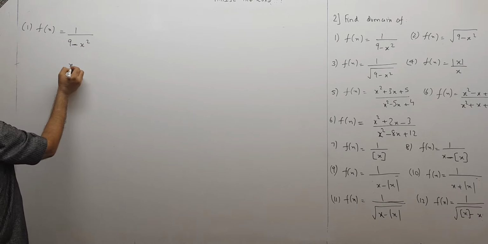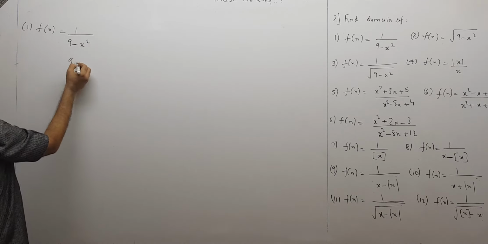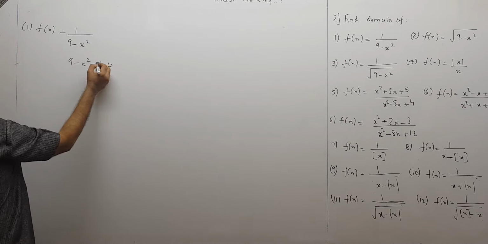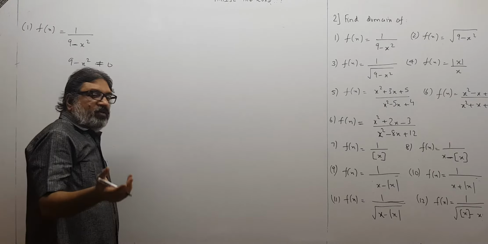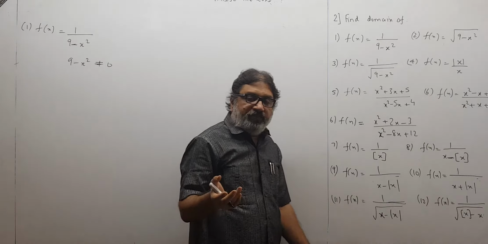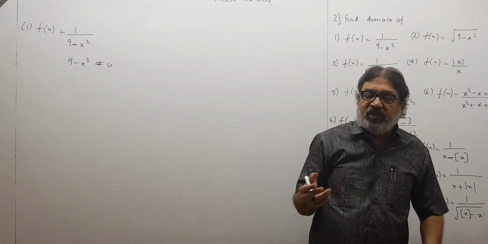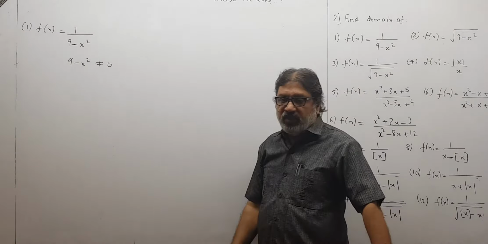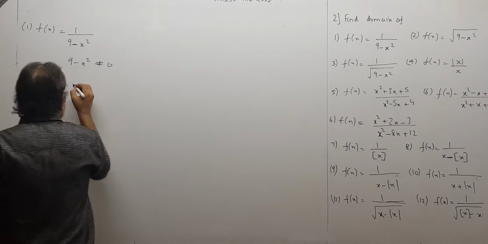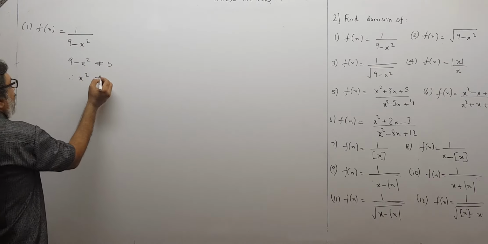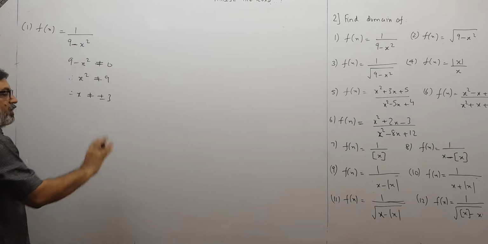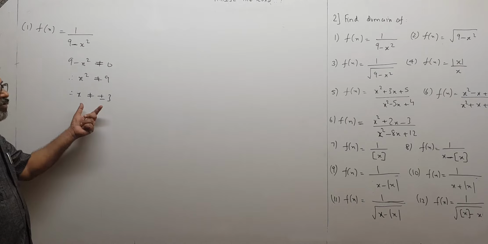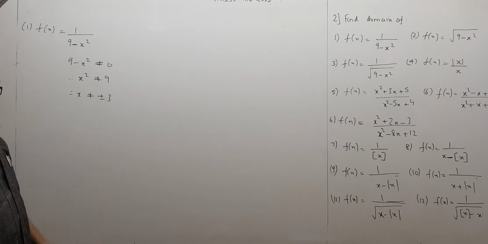So I start thinking like this, that 9 minus x square should not be 0, so that this remains always defined. Because if 9 minus x square is 0, then my function will not have a value. So I propose that 9 minus x square should not be 0, and therefore x square should not be 9, and therefore x should not be plus minus 3, that is all. For all remaining values of x, this function will be always defined.